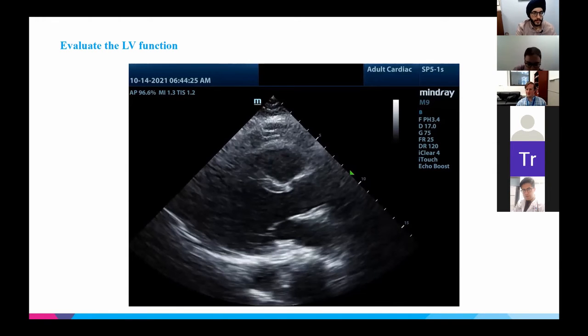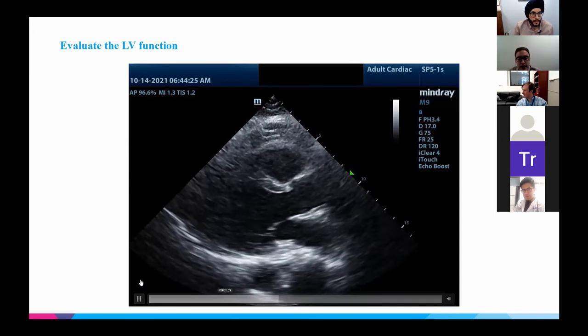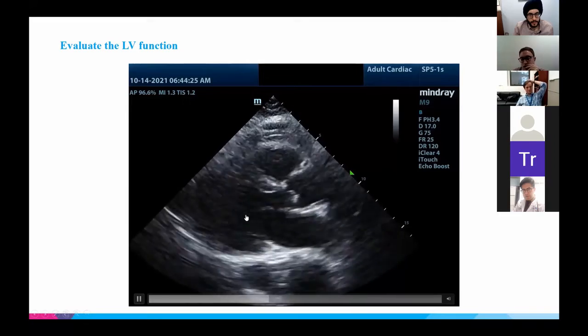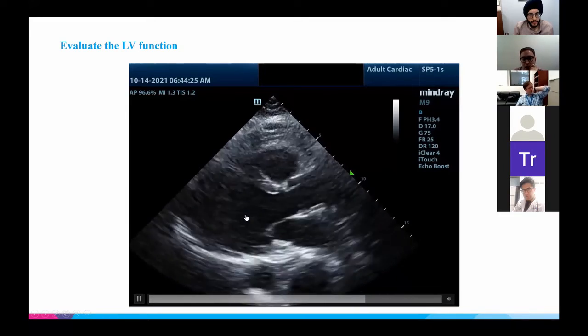All right, so 63% said normal, some said hyperdynamic, and then some said reduced. So again, I think this is probably not an ideal view, right? You're really not seeing most of the left ventricle, so you have to make assumptions or guesses from what you have to work with, right?